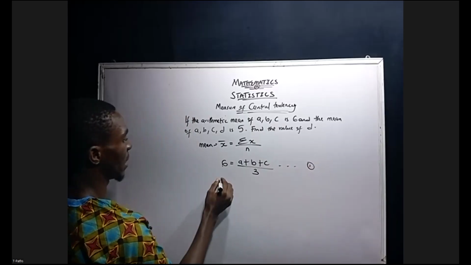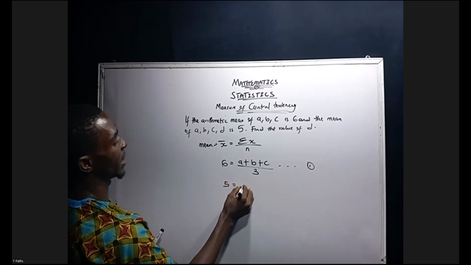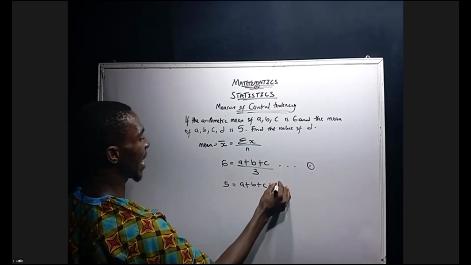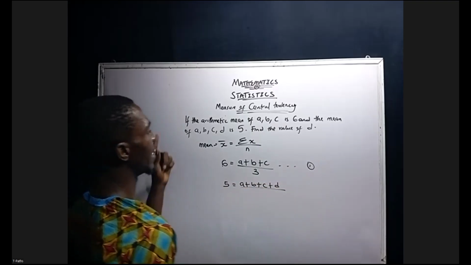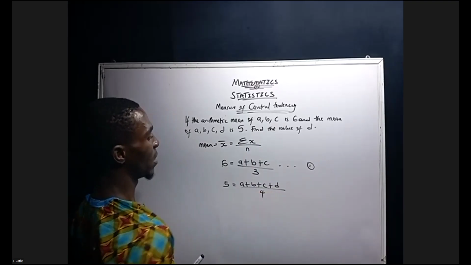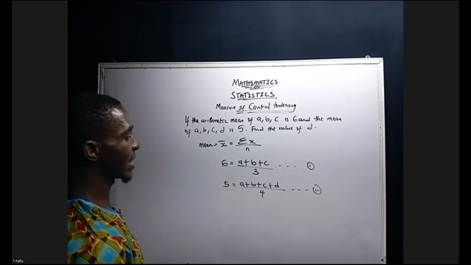And we have another mean, 5, given by the summation of data A, B, C, and D, divided by the number of data present there, which is 4. So this is equation 2. This is how we address this equation.